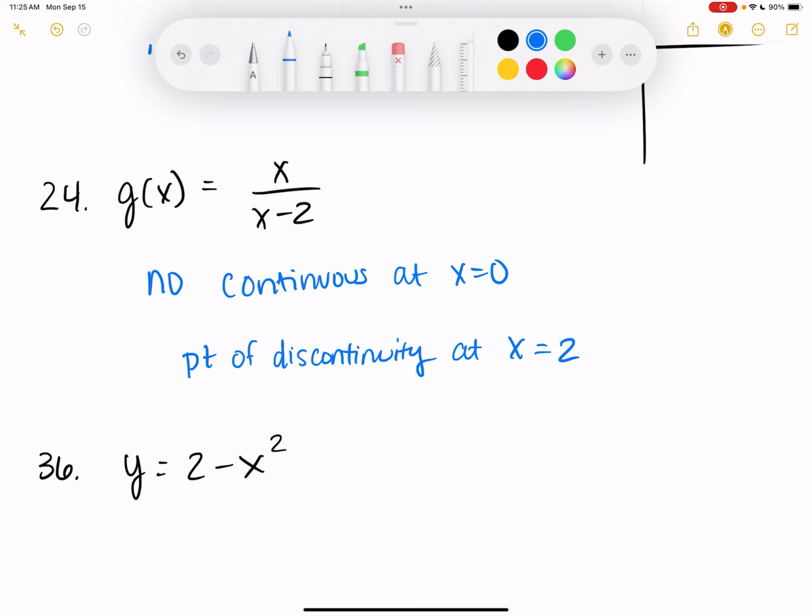X equals 2, X equals -1. No, it's an upside down parabola starting at 2. Yes. Oh, because it's reflected. Yes. Added two.